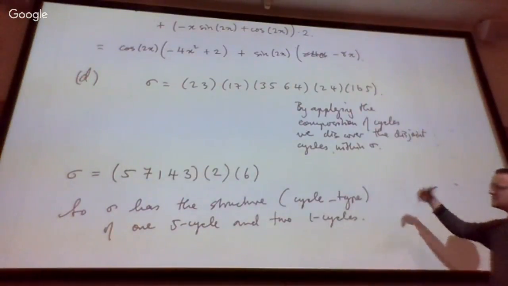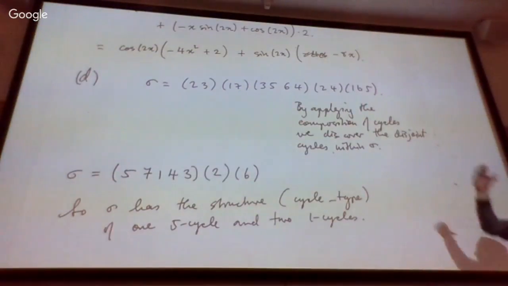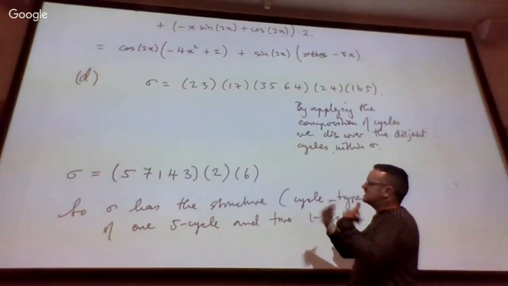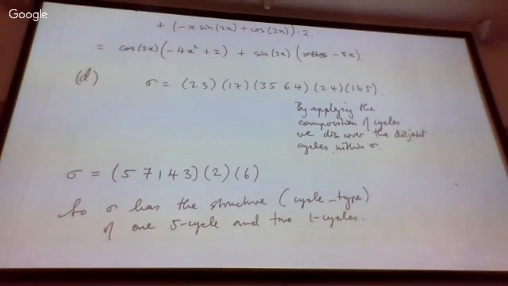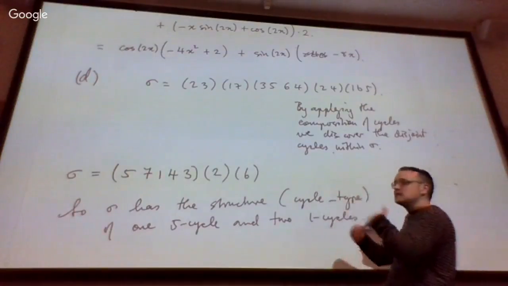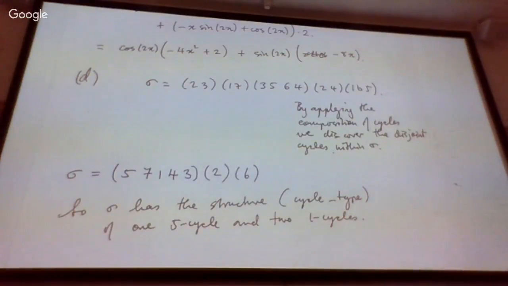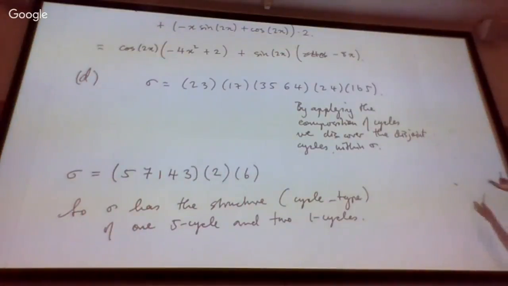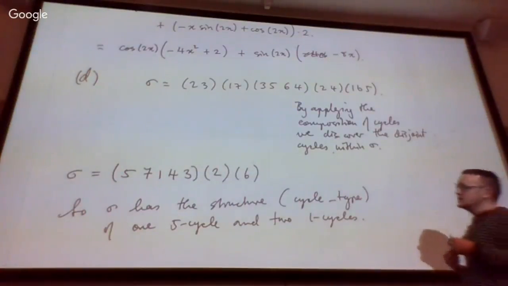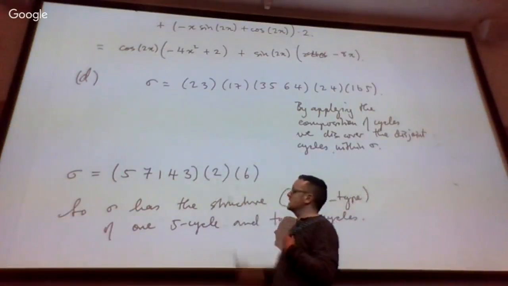Unfortunately for this kind of answer, I spoke a lot there, I narrated what I was doing, but there isn't a huge amount of justification you do along the way. I wouldn't require people to write out that whole explanation. I think this is enough. You can just indicate what you're going to do. You're going to apply this composition of cycles and discover the disjoint cycles. That's enough.